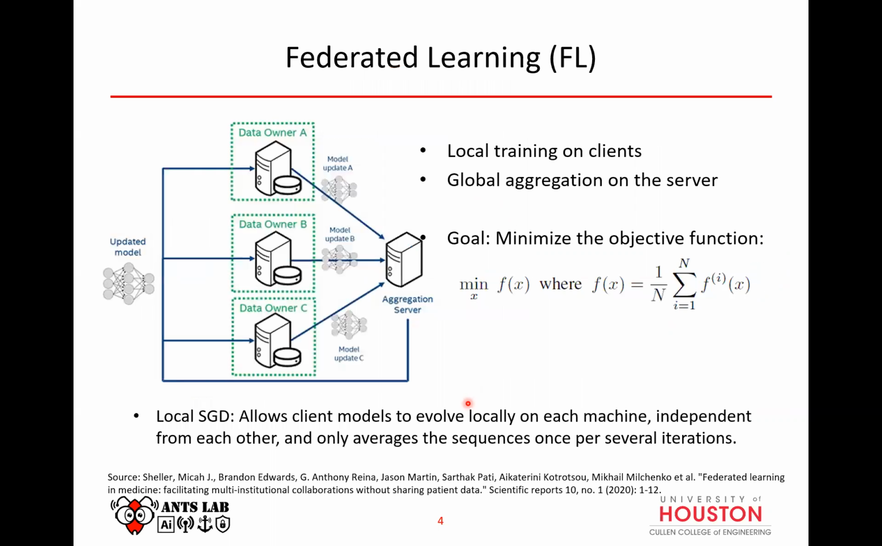So the way federated learning works is you have several devices, and each device has their own data. The data owner has the data, which is not shared with the aggregation server. Only the model update from each device is uploaded to the server, and the aggregation server broadcasts the updated model back to the devices. So local training on clients is performed, and the global aggregation is performed on the server. The main goal is to minimize the objective function, which can be defined in this manner, n being the number of devices or the number of data owners. And typically, local SGD is the method used inside the devices to perform the local training.